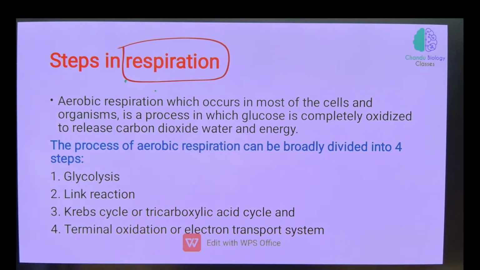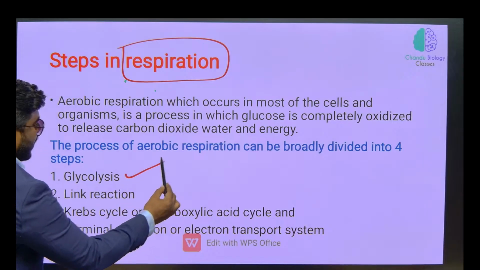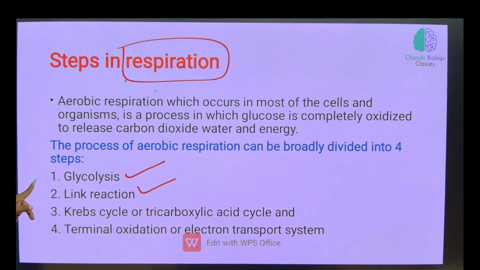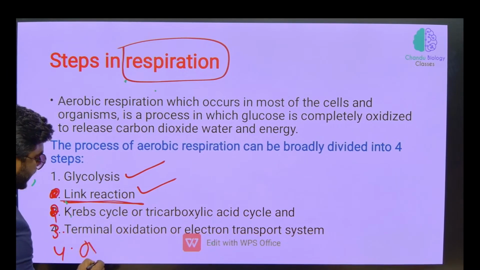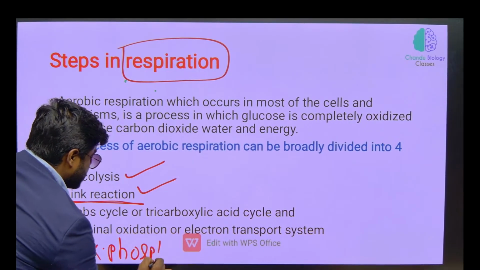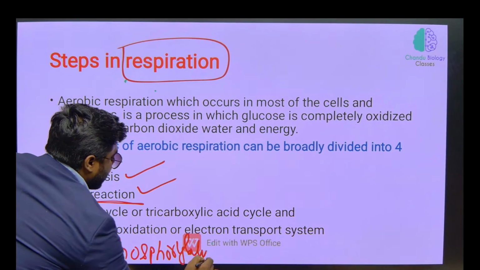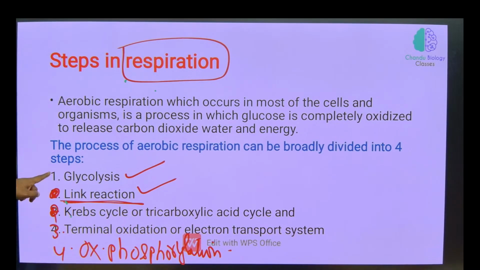The cellular respiration, or aerobic respiration, is broadly divided into 4 steps: glycolysis and Krebs cycle. Between glycolysis and the Krebs cycle there is something called the link reaction. We cannot actually consider it a major step, but we will discuss it. Then the electron transport chain, and there is one more process named oxidative phosphorylation, by which we produce an abundant amount of ATP. So: link reaction, Krebs cycle, electron transport chain, oxidative phosphorylation.